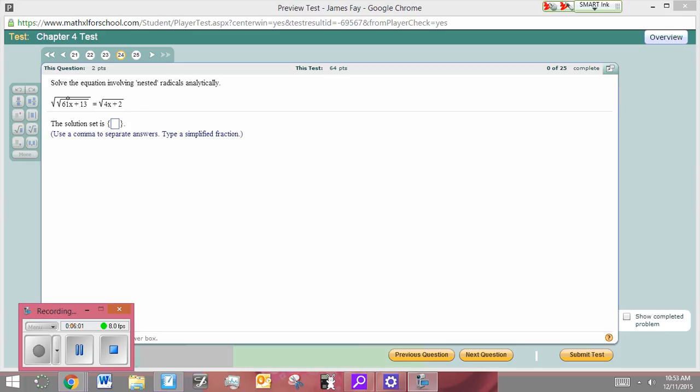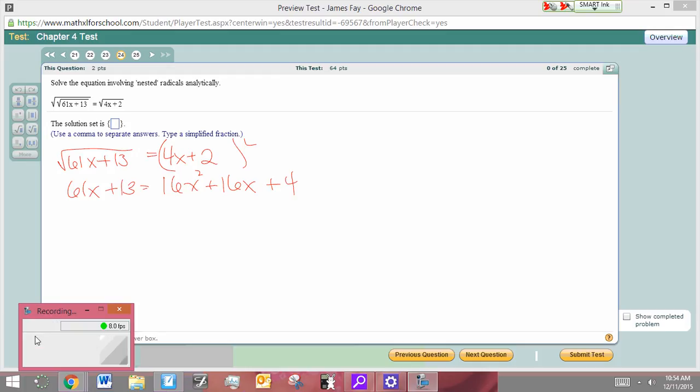This one here, you have to get rid of this outside radical first. So I'm going to square both sides. When I square both sides, you get 61x plus 13 equals 4x plus 2. Now I still have this square root, so I need to square again. So 61x plus 13 equals, squaring this side, 16x squared plus 16x plus 4. When I move everything over, I'm going to get 0 over here, and it'll be 16x squared minus 45x, and then minus 9.